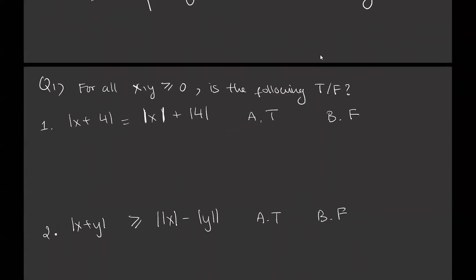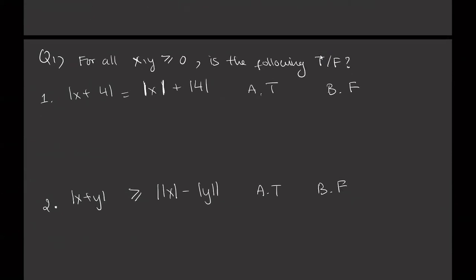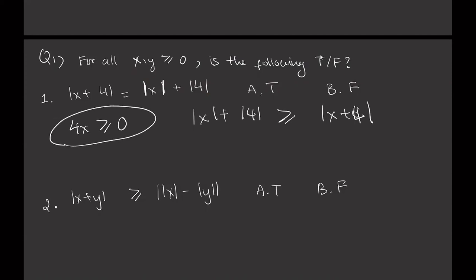Okay, and you can use it here, as x is non-negative and 4 is also non-negative. So 4 times x is a non-negative number. And you have this triangle inequality, right? And since they are both non-negative, equality happens. So this one is true. Does it make sense?